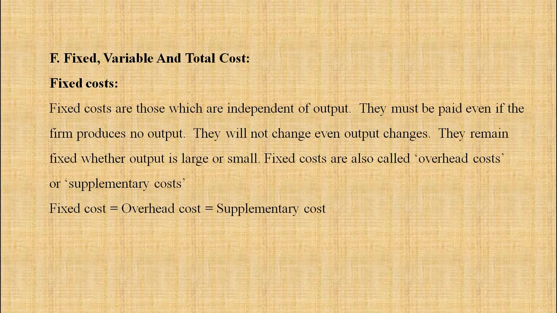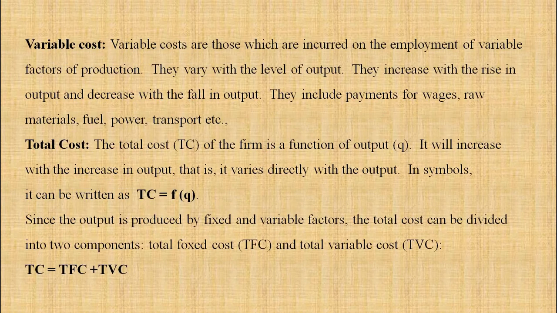Next, fixed, variable and total cost. Fixed costs are those which are independent of output. They must be paid even if the firm produces no output. They will not change even if output changes. They remain fixed whether the output is large or small. Fixed costs are also called overhead cost or supplementary cost. So fixed cost is equal to overhead cost or supplementary cost.